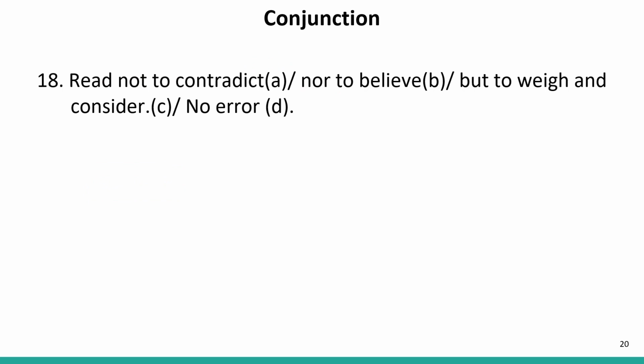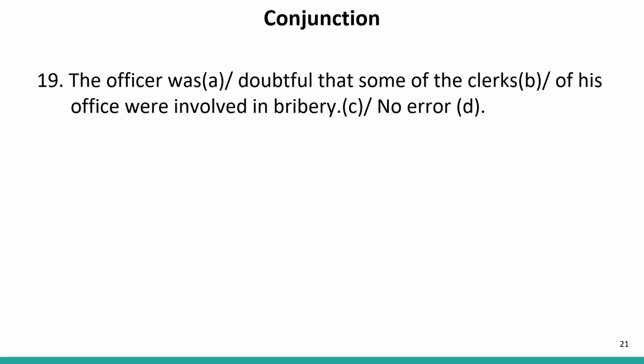Read not to contradict, not to believe, but to weigh and consider. Now, not to and nor. Whereas nor is paired with neither. So, it should be read neither to contradict. Not should be replaced with neither because neither nor makes the pair. So, read neither to contradict, nor to believe, but to weigh and consider. Now let us move to the next question.